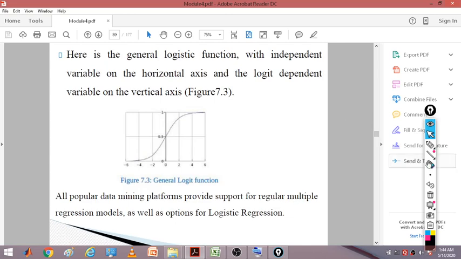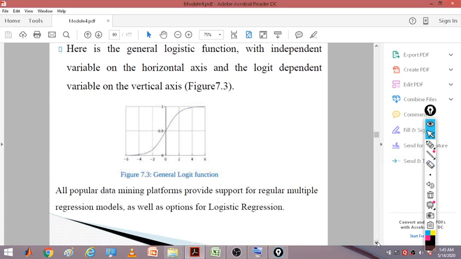So here is a general logistic function, which has the independent variable on the horizontal axis. Okay, so the independent variable, that is your x, on the horizontal axis, and the logit dependent variable on the vertical axis. So when we make that, we try to make a y value as a continuous value. So all popular data mining platforms provide support for the regular multiple regression model as well as an option for logistic regression. So all the models will be covering both linear and non-linear equations.